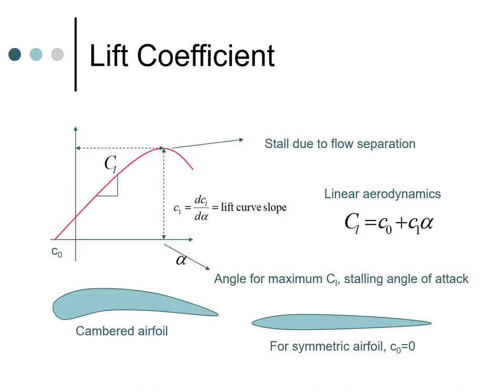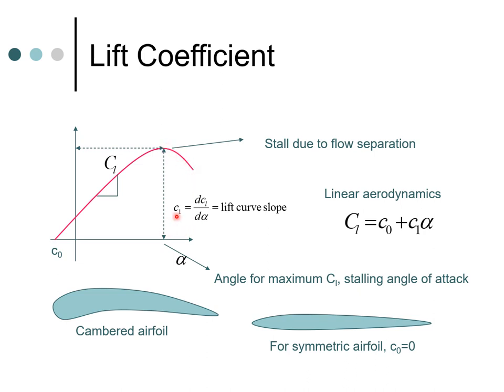So let's look at the first coefficient, which is CL. Here you see the CL value with respect to alpha. The CL curve looks somewhat like this for a cambered airfoil. You can clearly see that there is a straight line here. This is a linear relationship until the phenomenon called stall takes place. Stall happens due to flow separation, and after this, the lift comes down.